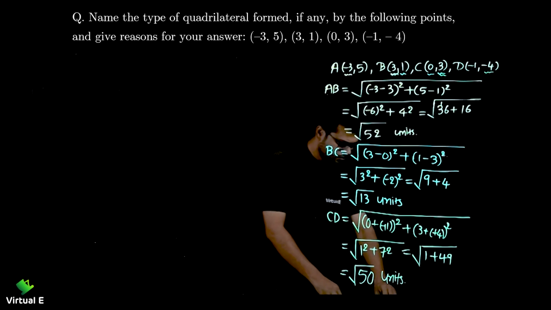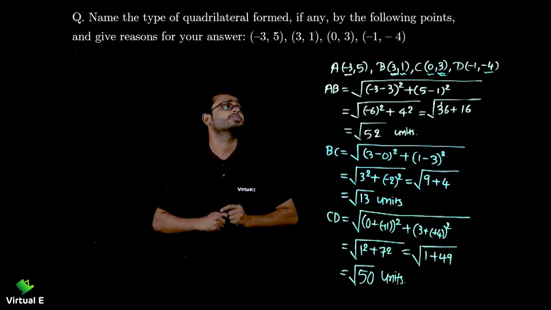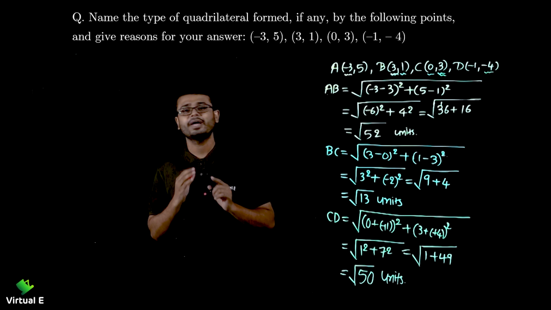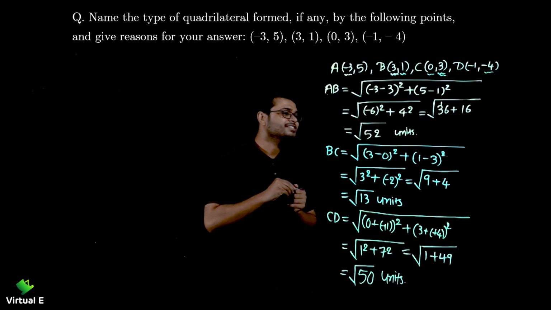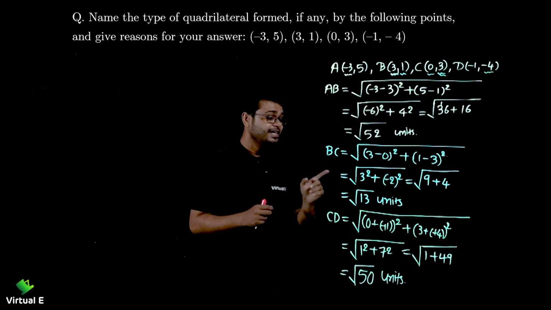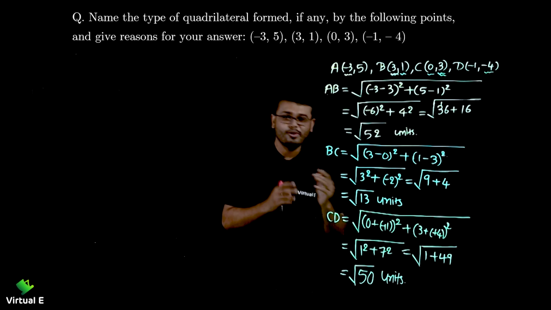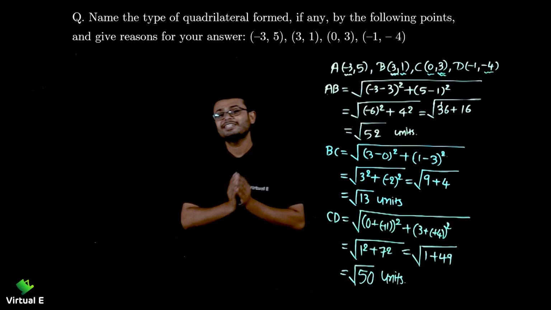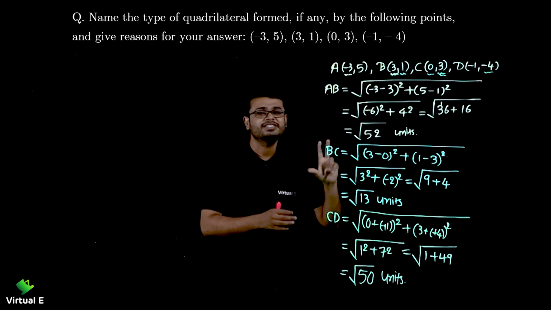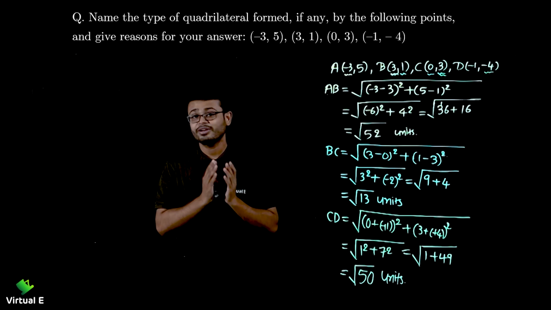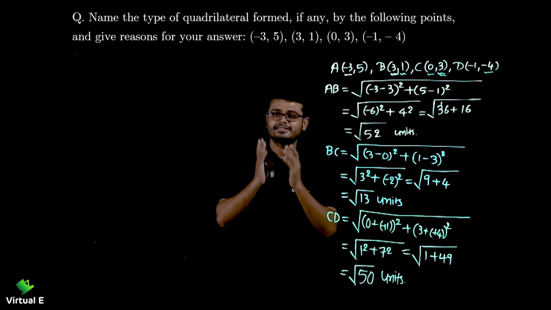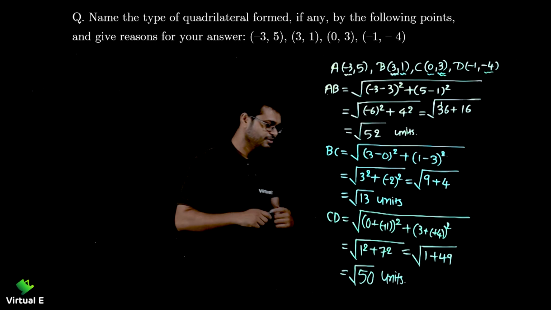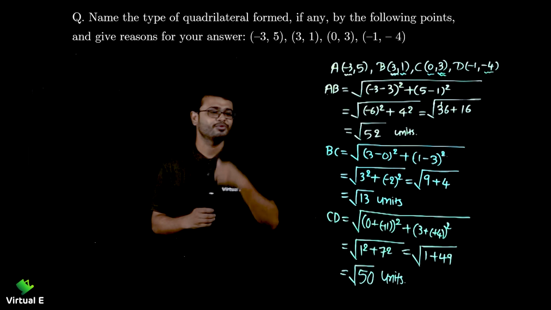Done. Now let's do the fourth side. Okay, one thing we are not doing so far is comparing the answers. First answer is square root of 52, second answer is square root of 13, no match. Third answer square root of 50, again no match. At least we were expecting to have two sides equal, so we are not even getting that. Let's get the fourth side as well, then we decide how to deal with this situation.